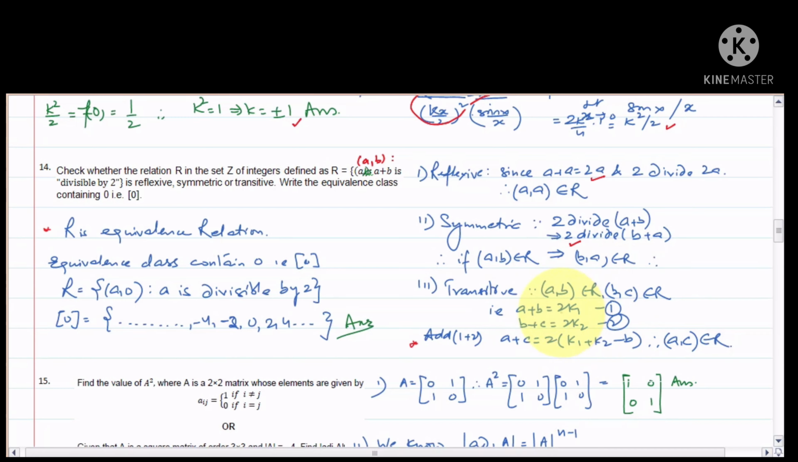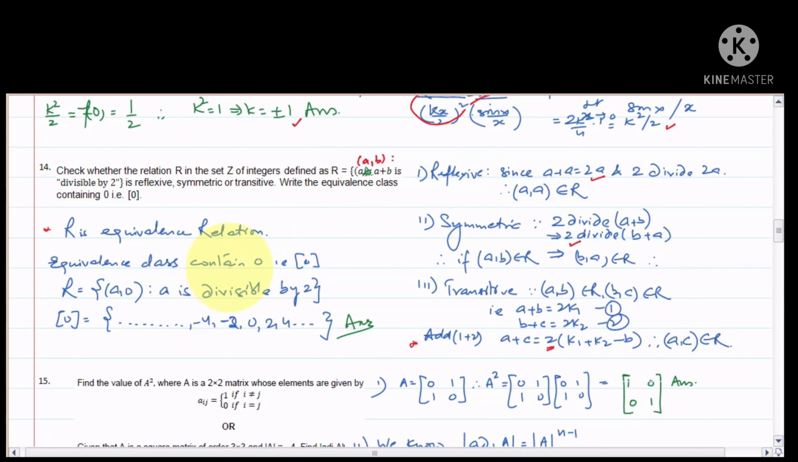So a plus b is equal to 2k1, and b plus c again is divisible by 2, so it can be written as 2k2. Adding 1 and 2, we get a plus c is equal to twice, taking 2b to the right hand side, 2 is the common factor, (k1 plus k2 minus b). So it simply shows that a plus c is also divisible by 2. Therefore it is transitive. So reflexive, symmetric, transitive. Therefore this relation R is an equivalence relation.